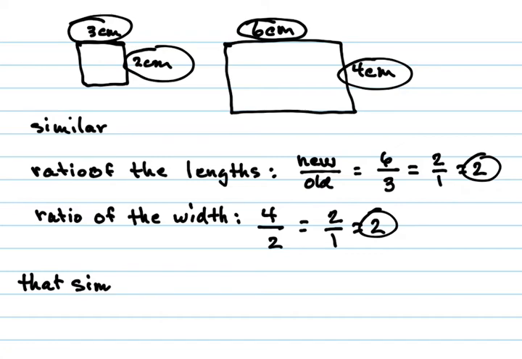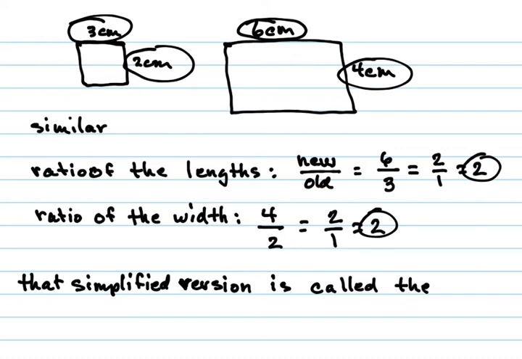And that simplified version, because it doesn't always come out to be a whole number. If you divide 3 by 2, you're just going to get 3 over 2, right? So you can still, of course, get a ratio that's a fraction. But that simplified version is called the scale factor. So if you're asked to find the scale factor, that just means create a ratio and simplify it.